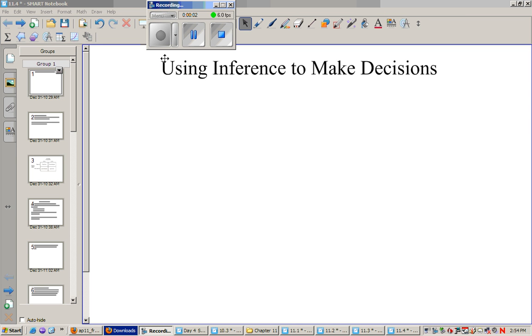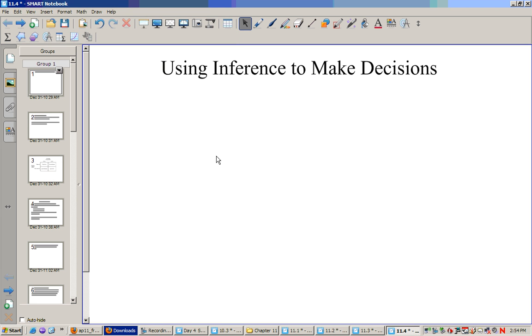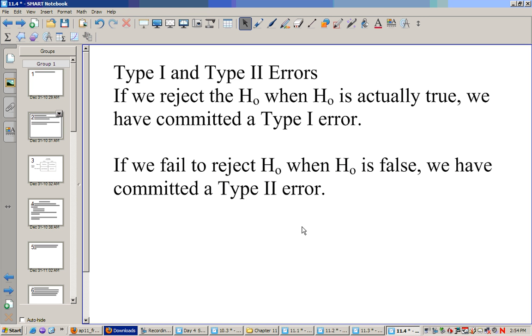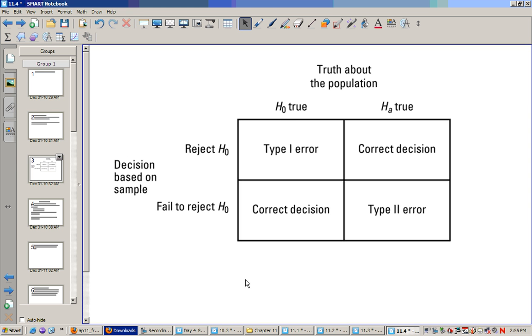Hello, welcome to 11.4. Today we're going to be using inference to make decisions. And right now we're going to learn about type 1 and type 2 errors. If we reject the null hypothesis, but the null hypothesis is actually true, we've committed a type 1 error. If we fail to reject the null hypothesis when the null hypothesis is false, we've committed a type 2 error. So we want to acknowledge the types of errors and find the probability that we make these errors.